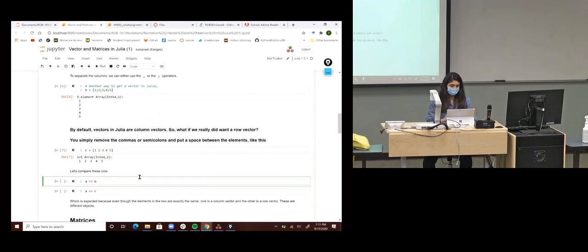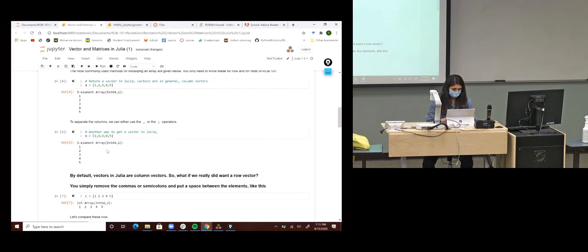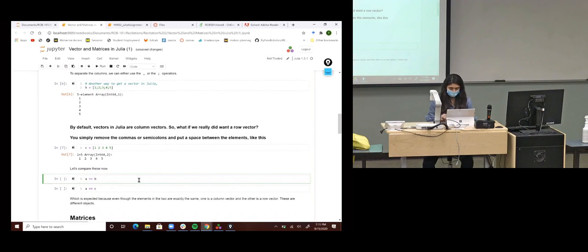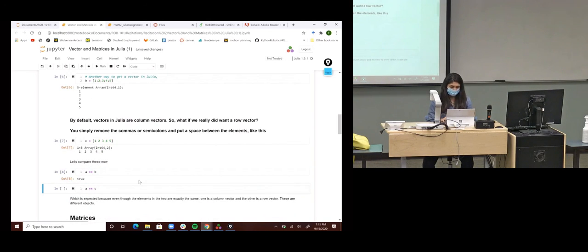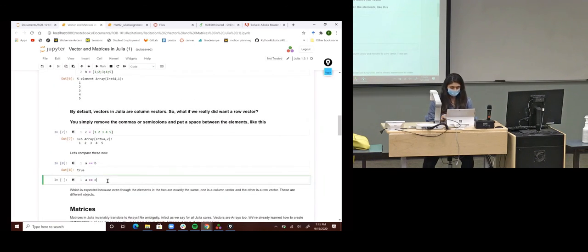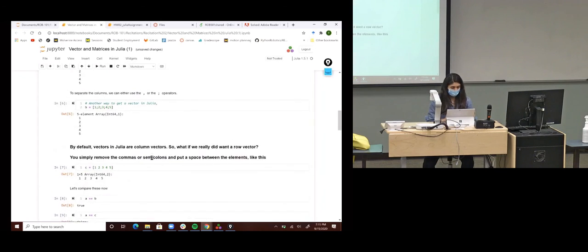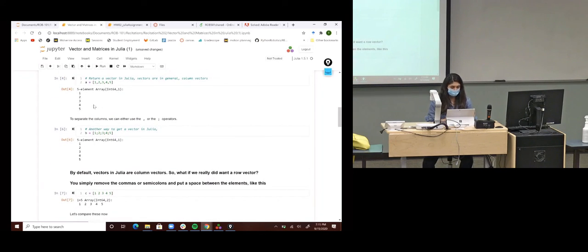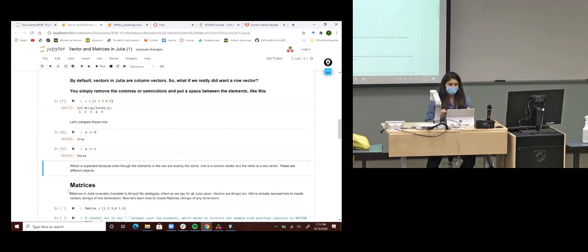Now, what happens when I compare these two vectors? Well, let's see. A equals B, it says true. What if I try A equals C? False, because you can see that the dimensions differ, even though the elements in the two are completely equivalent. The vectors in themselves are not equivalent. One is a row vector, one is a column vector, and they're just different types in Julia.